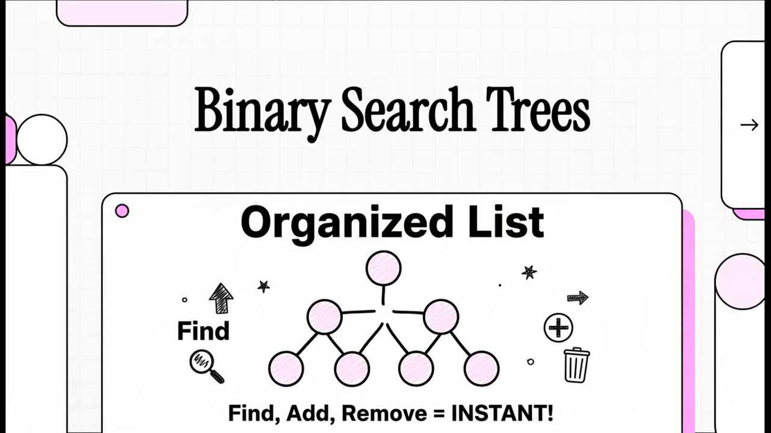Imagine this. You've got a massive list of items, and you need to keep them perfectly sorted. But you also need to be able to find, add, or get rid of any single one of them in a flash. It sounds kind of impossible, right? Well, that's the exact promise of a really cool data structure called a binary search tree.